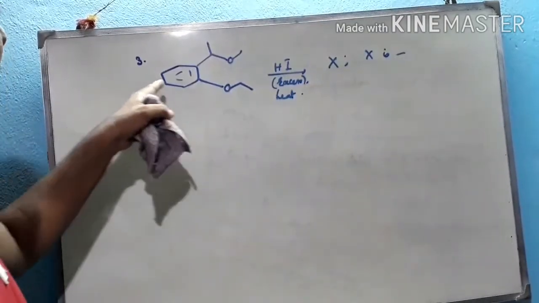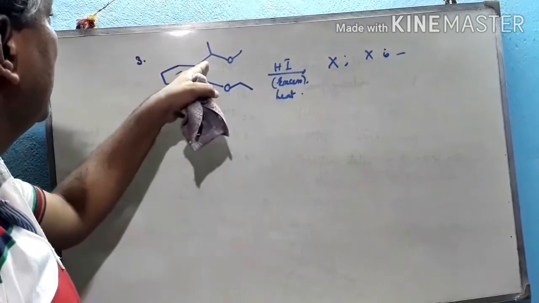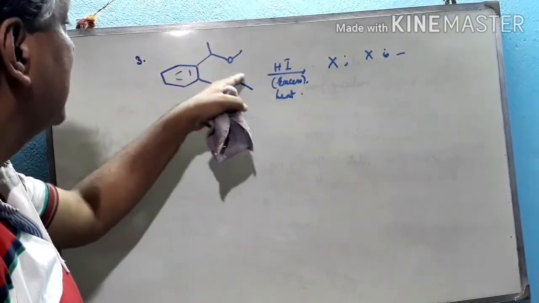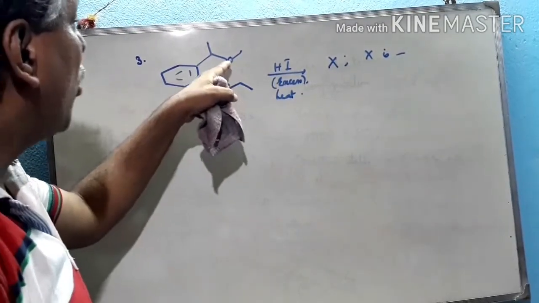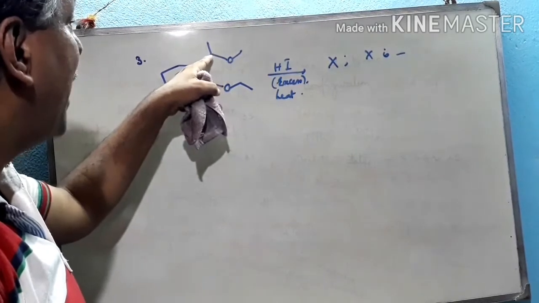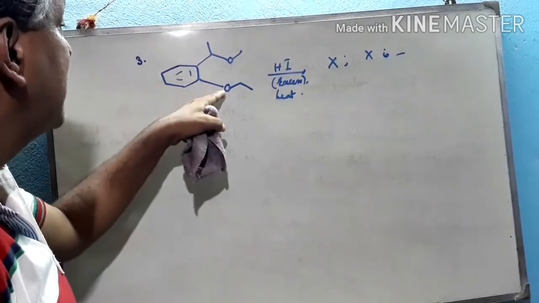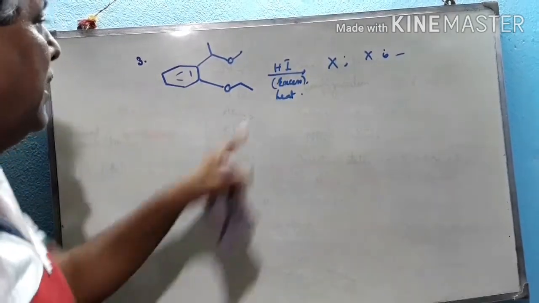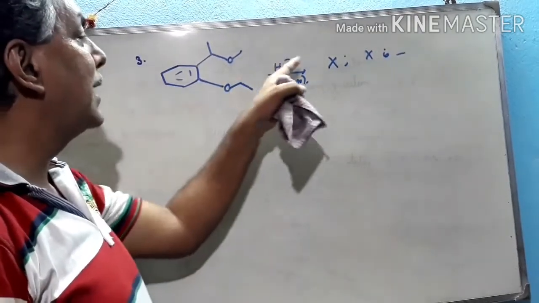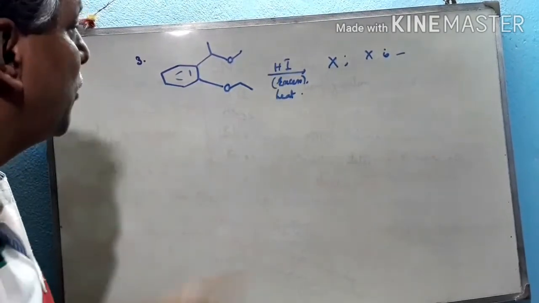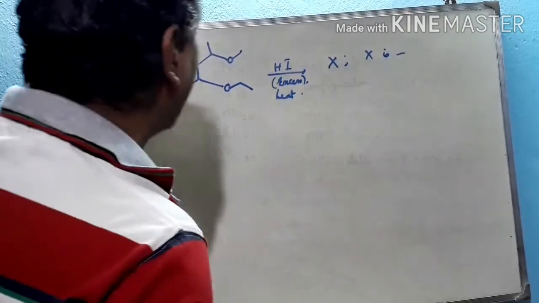Question number 3. This is the compound. Here, this is also an ether, and this is also an ether. But in one, the oxygen is attached with an alkyl group and the benzene ring, while here the oxygen is directly attached with the benzene ring. When this compound is treated with HI in excess, the product is X. We have to identify X.